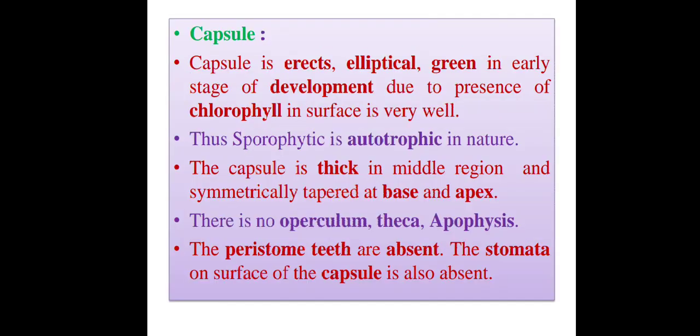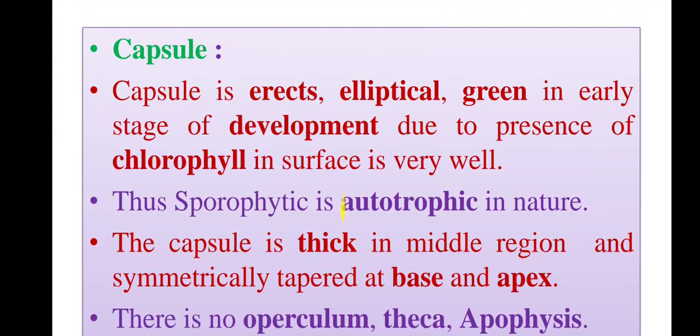Is that clear? Next, the last part is the capsule. The capsule is erect, elliptical, and green. The capsule contains the spores. The spores are very important for the formation of a new individual plant body. The capsule is erect, elliptical, and green in the early stage of development.